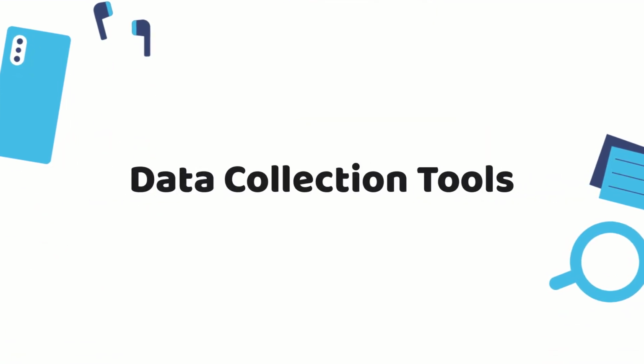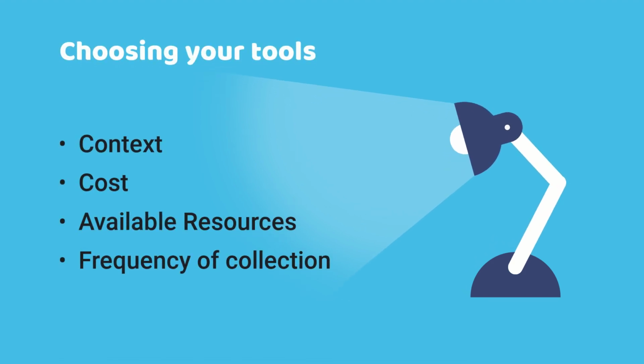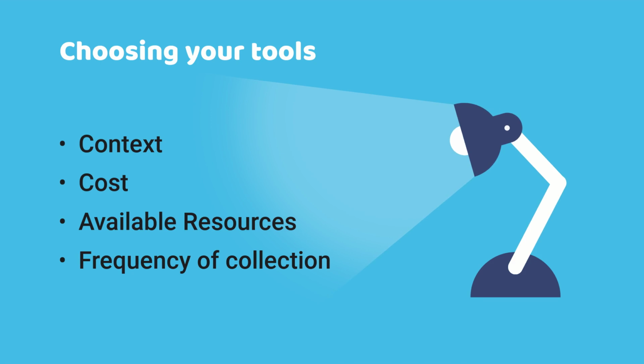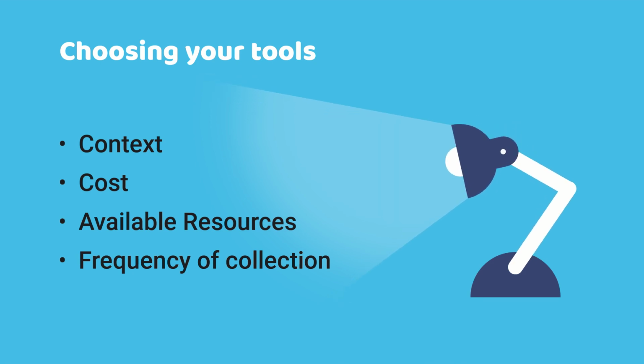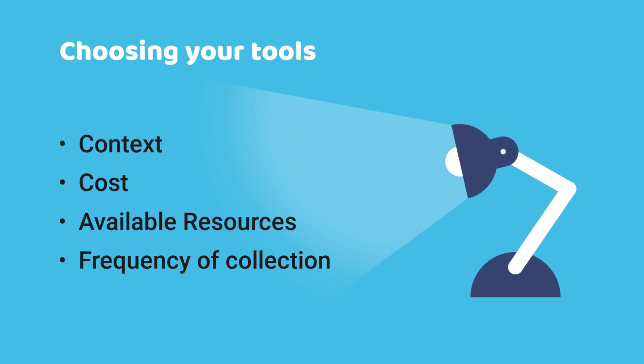These are the instruments used to record the information that's gathered. When choosing your tool, there are a number of factors to consider, such as context, cost, available resources, and frequency. You may notice that these factors are also present in the MEL framework template that we just used. This means that once you've gone through the exercise of answering questions about your indicator, it's easier to determine the tools that will work best.